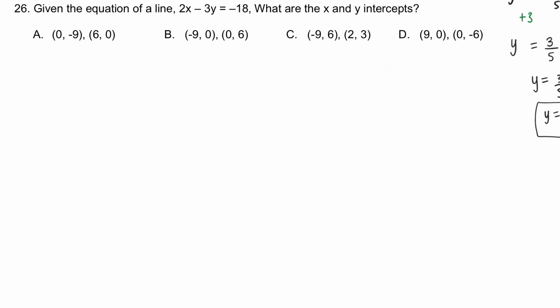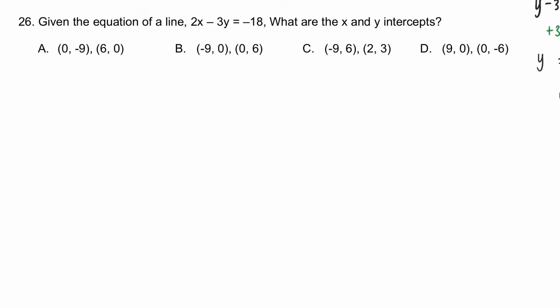All right. Given the equation of a line 2x minus 3y is equal to -18, what are the x and y intercepts? Well, you can graph this on graph paper, but the trick on this is to realize that the x and y intercepts occur when... I'm going to draw a rough sketch of this line for you. So let's see, this line is going to look roughly like this.